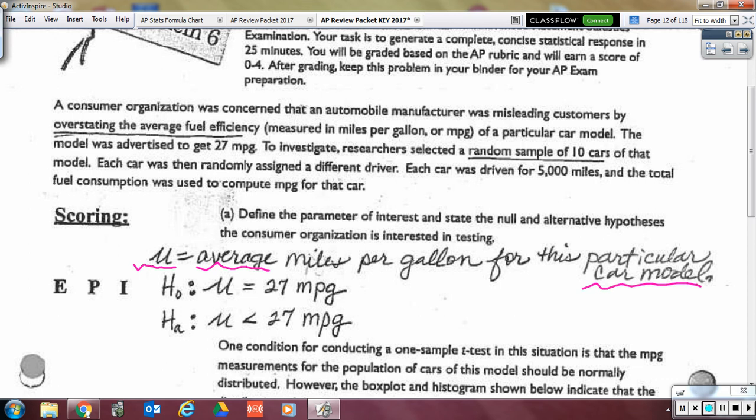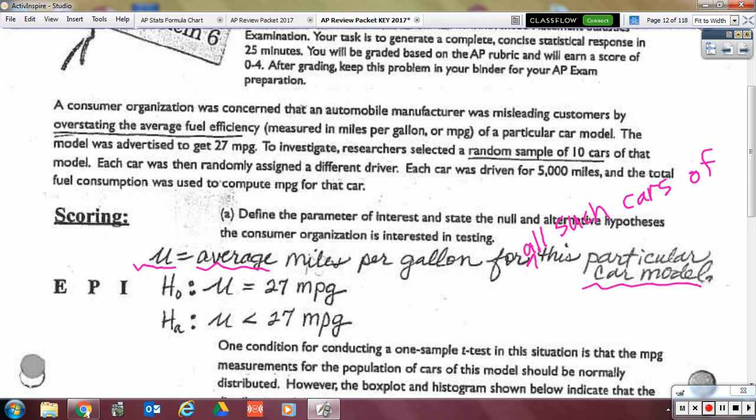In the grading guidelines, they really wanted to make sure you emphasized population. I think this would have gotten full credit, but a better answer would have been "for all such cars of this particular car model." An even better answer would have been, no question, you totally nailed it.